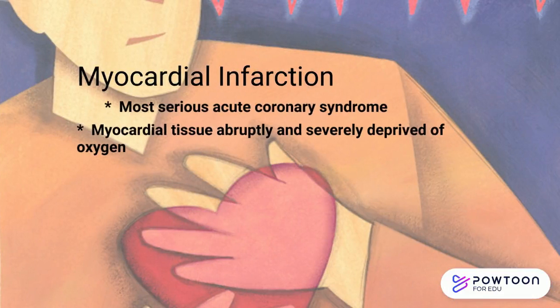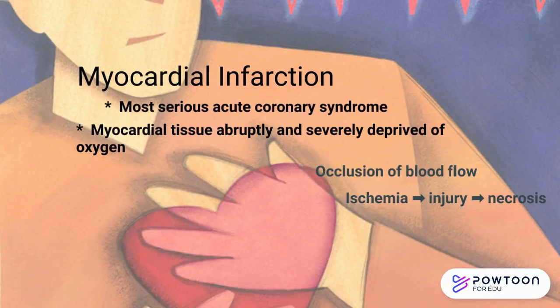Myocardial infarction is the most serious acute coronary syndrome. The tissue is abruptly and severely deprived of oxygen. Usually 80 to 90% of the blood flow is occluded. This will lead to ischemia, or lack of oxygen to the heart muscle, which causes the muscle to be injured, and the cells will eventually have necrosis or die.